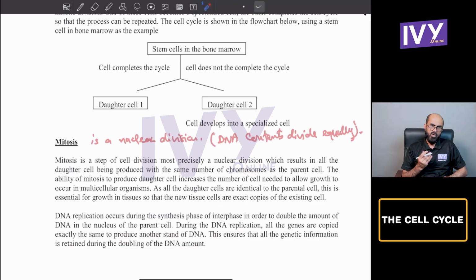As I told you, the daughter cell will be exactly the same as the parent cell. So if the parent cell has 1,000 genes, each and every gene should be copied in the daughter cells. Otherwise, some of the characteristics in the phenotype will be missing in the daughter cells. That's why, to ensure that each and every gene is copied, the DNA molecule should be doubled in each cell. So that should be replicated later on.